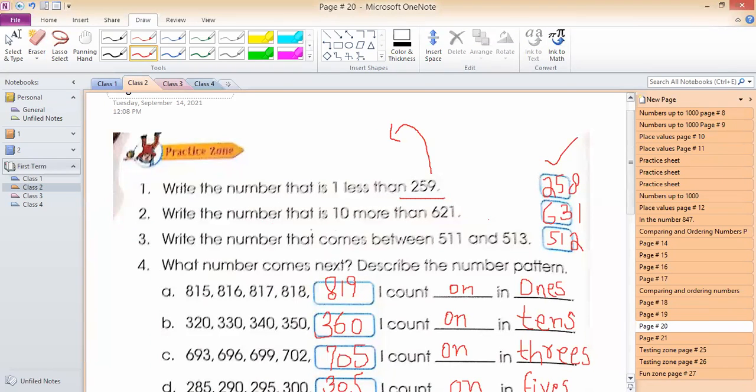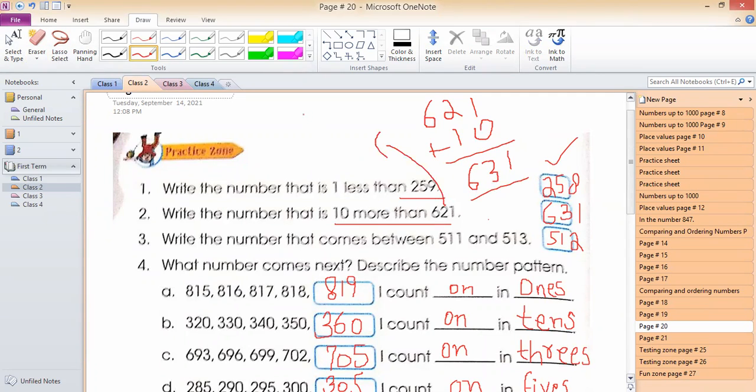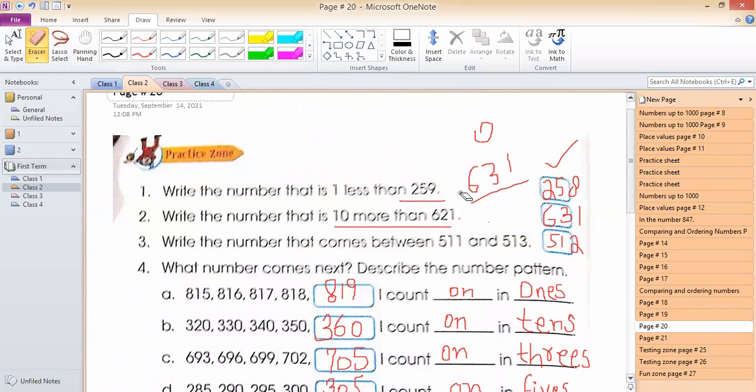Question number 2 was write the number that is 10 more than 621. So you can find 10 more than 621 by adding 10 in 621 like this. When you add 10 in 621, it will be 631. Or you can just add 1 in the 2, like this, 1 same and this 2 will be same. In that way you can also do like you learned in skip counting in tens. In both ways you will find the same answer, which is 631.